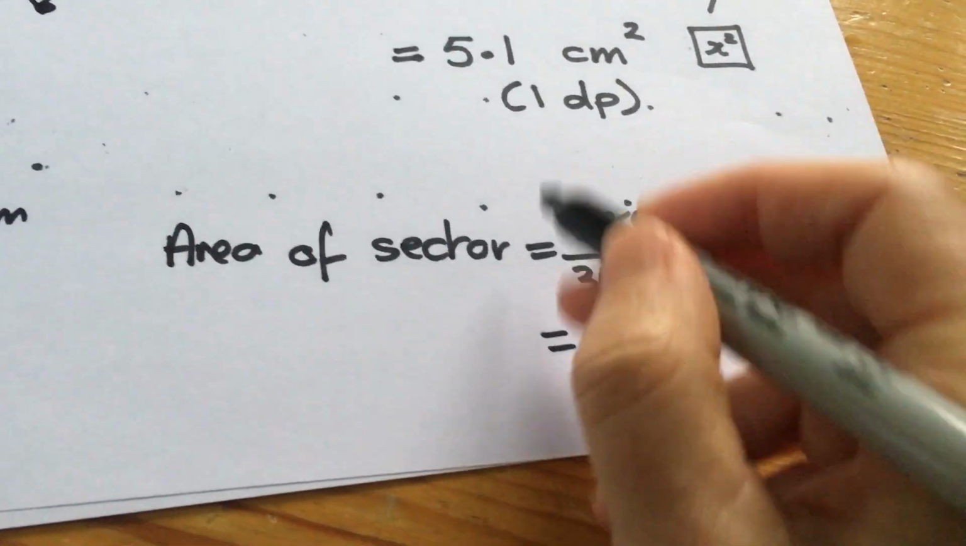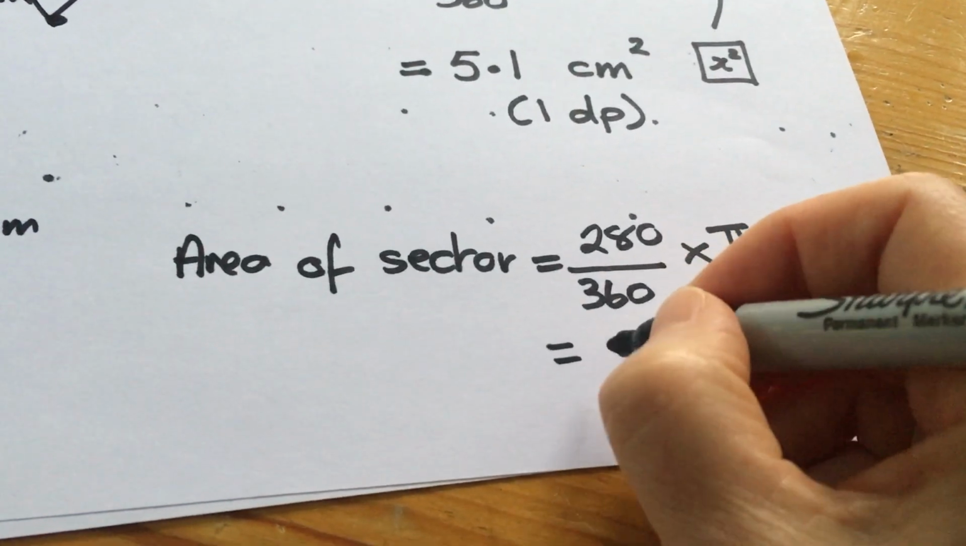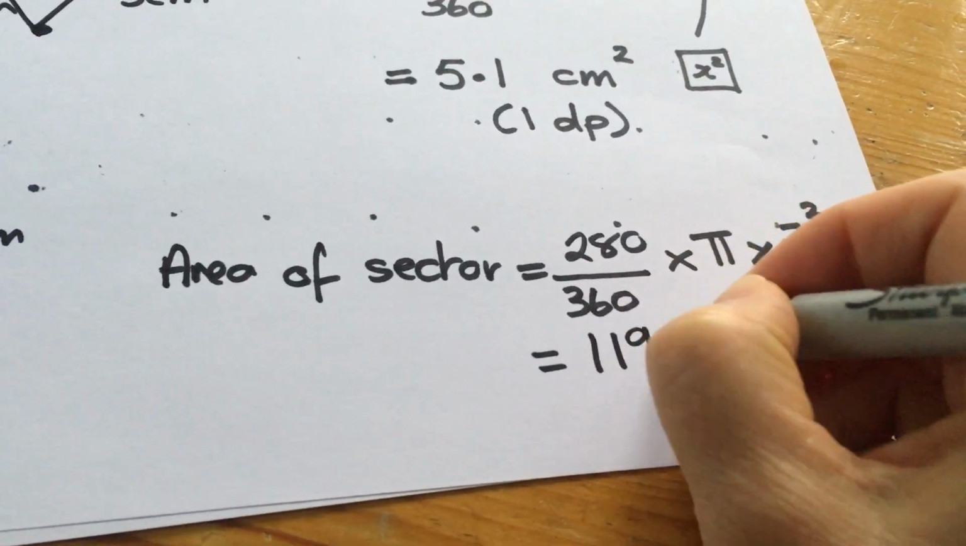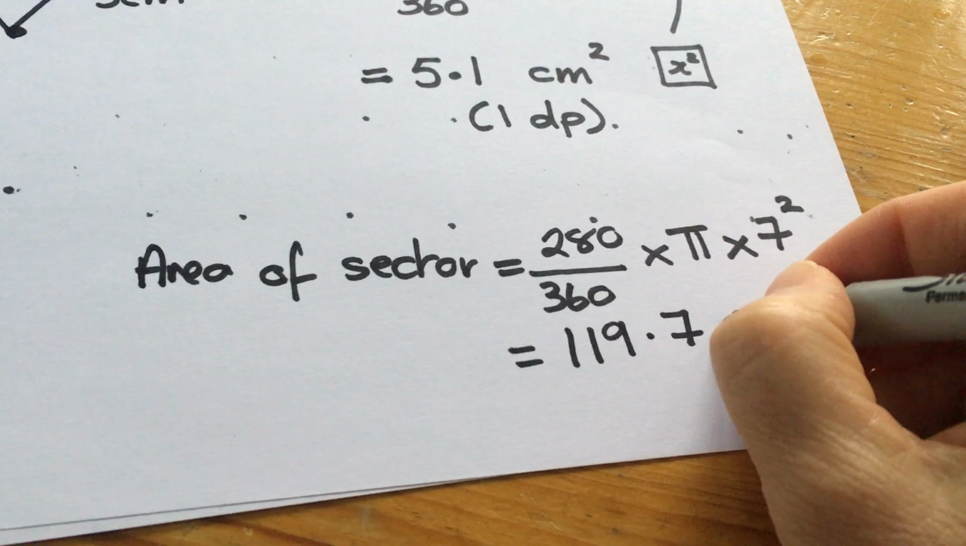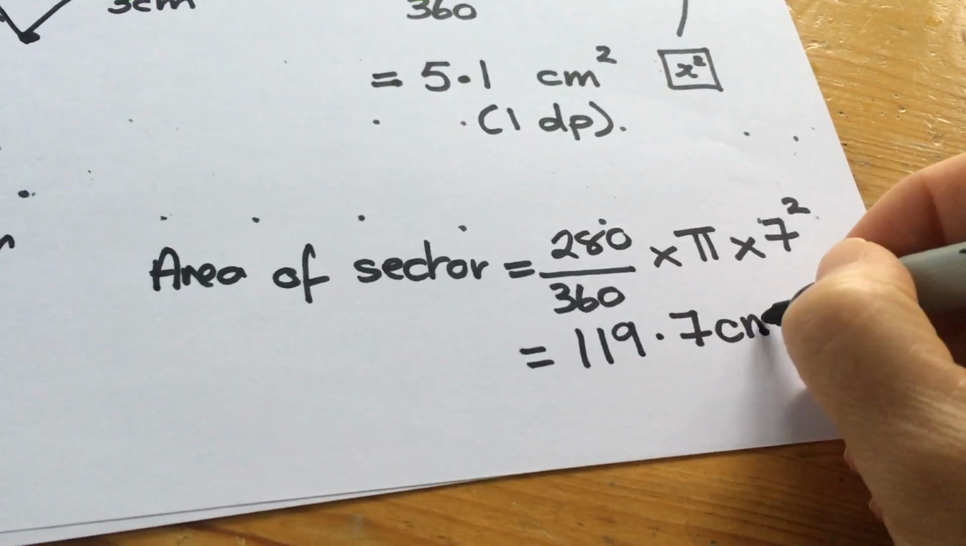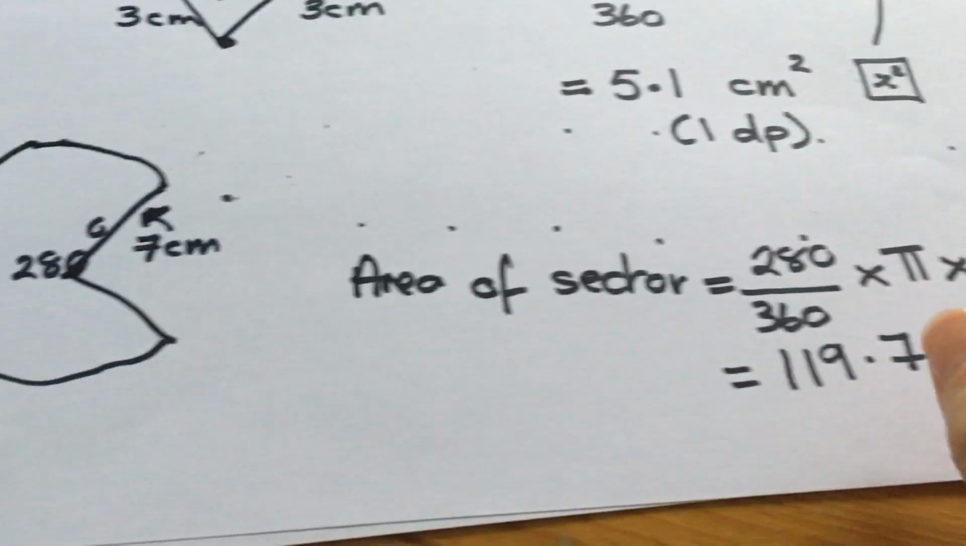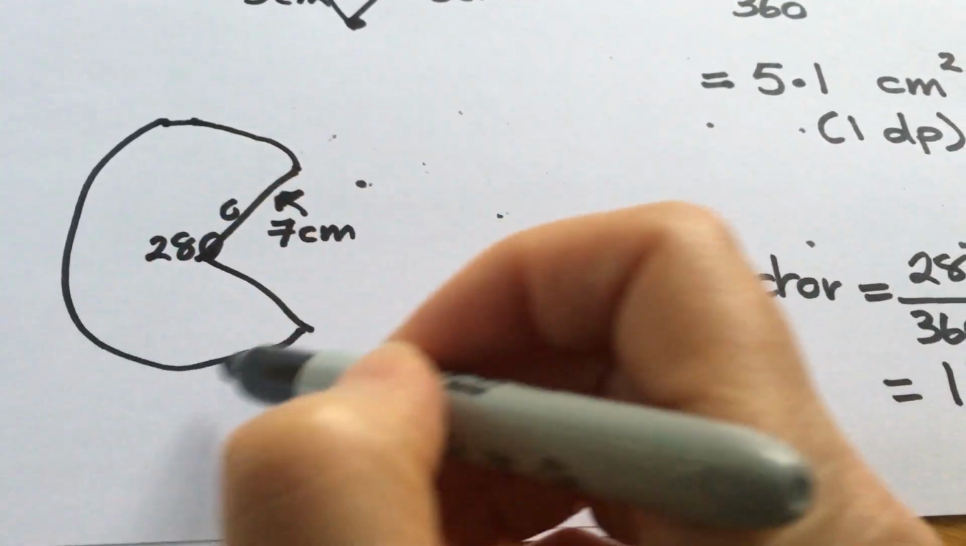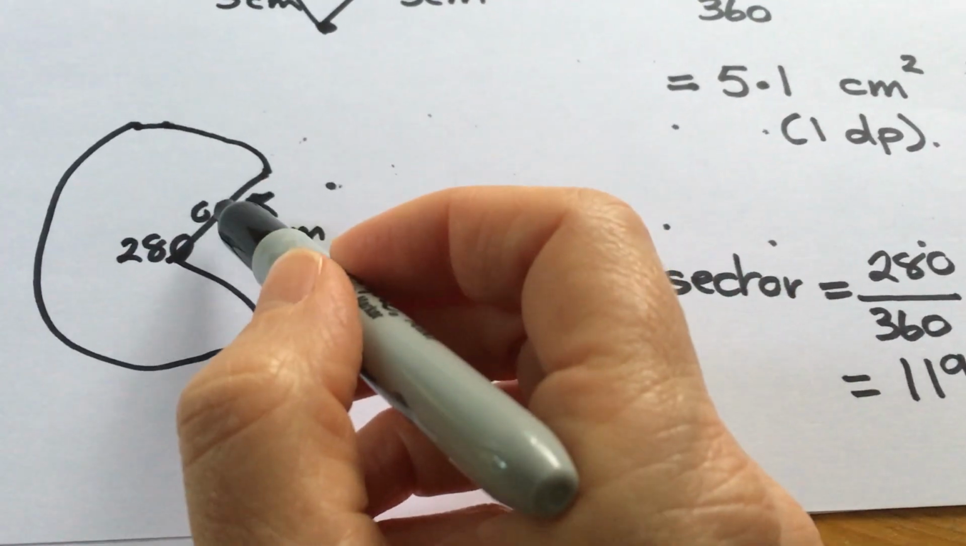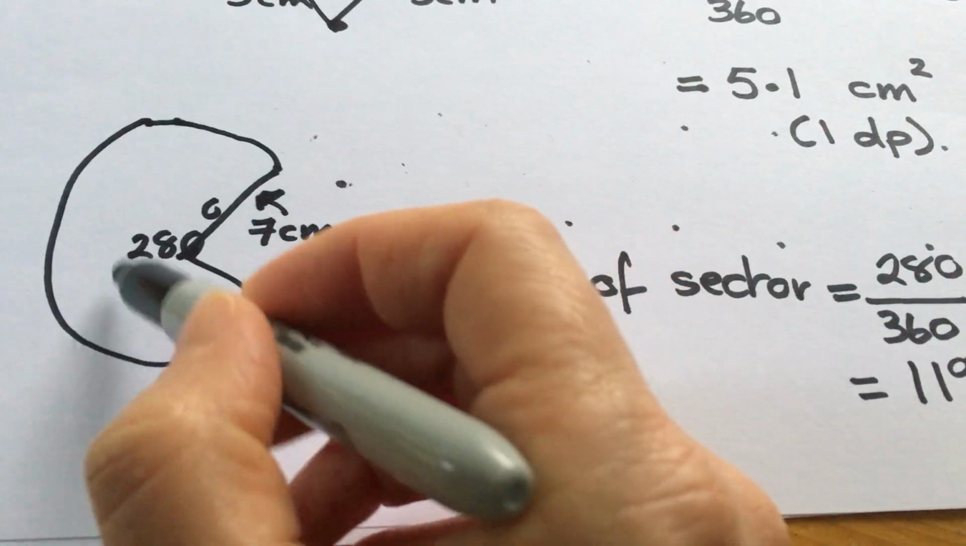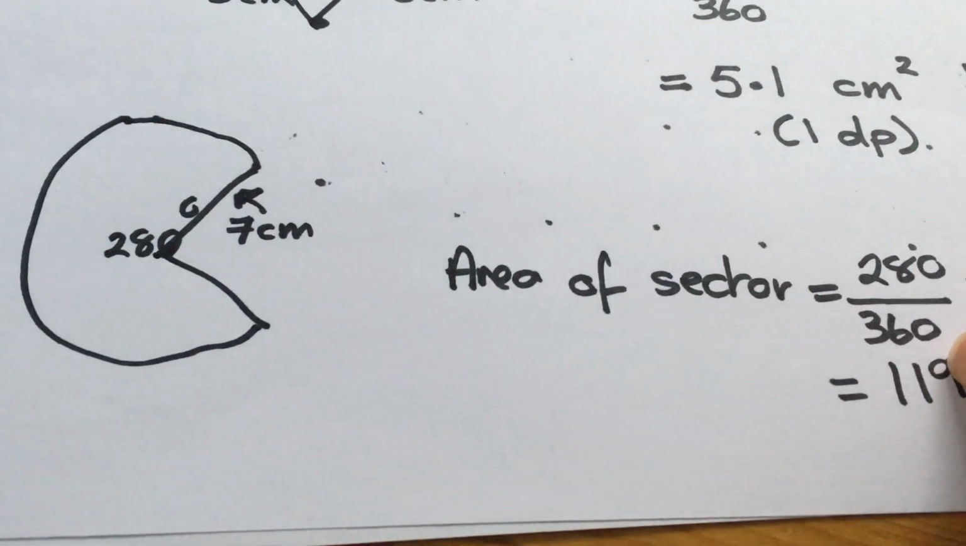And if you stick that as it looks like that into your calculator, to 1 decimal place, it should be 119.7 centimetre squared. So that would be an area of all of this, if it's drawn to scale, with that angle there being 280.